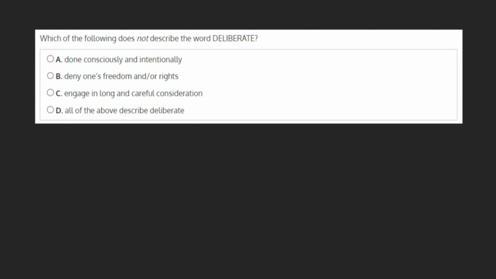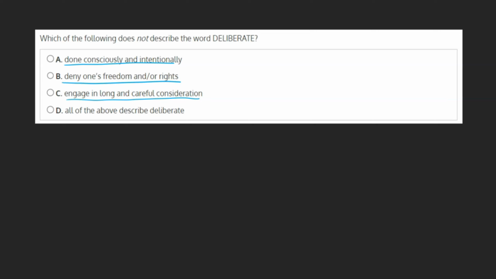Deliberate can have more than one meaning and more than one pronunciation. A. Done consciously and intentionally describes deliberate, while C. Engage in long and careful consideration describes deliberate. Because they're spelled exactly the same, we can apply both pronunciations to our given word. Only B, to deny one's freedom and or rights, doesn't describe deliberate in any pronunciation.